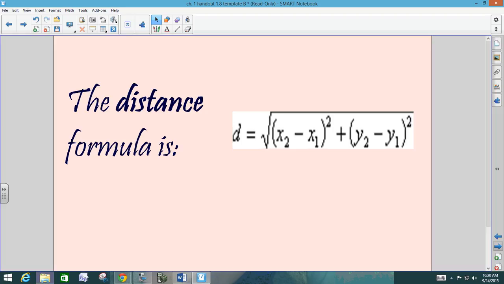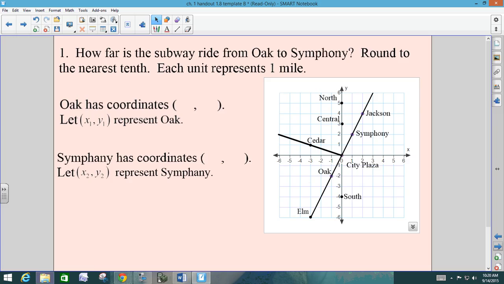The little 2's and the little 1's here, these subscripts, tell you what point the x and y values come from. Are they coming from the second ordered pair, or from the first ordered pair? You always subtract inside of the parentheses, but then you always add outside. And you can't forget to square them. That's probably the most common mistake, forgetting to square them.